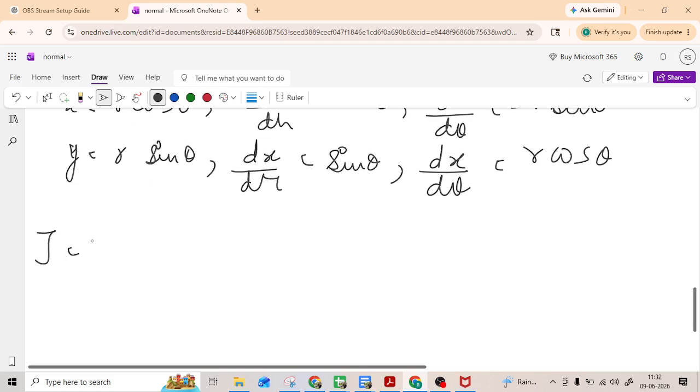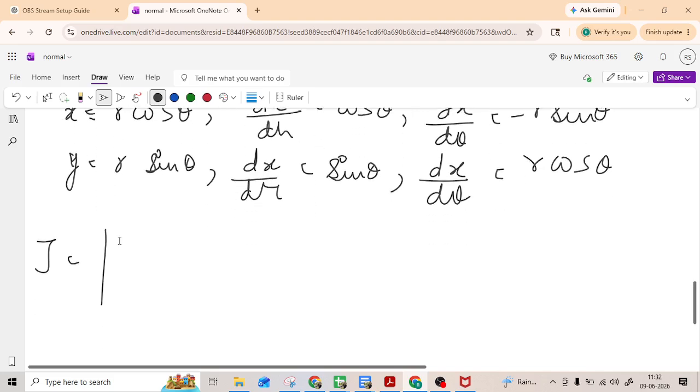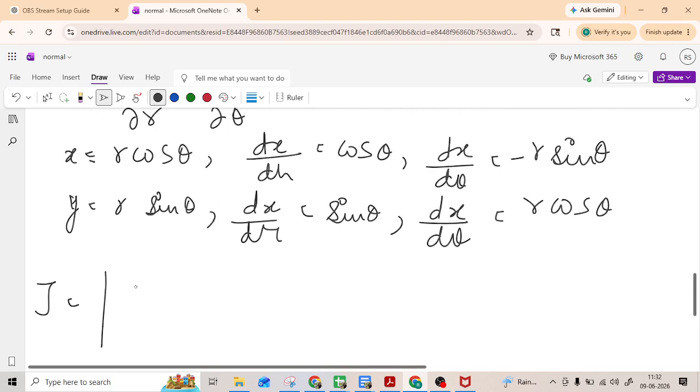So I said Jacobian is nothing but dx by dr. So dx by dr is what? Cos theta, and then dx by d theta is nothing but minus r sin theta, and then dy by dr is nothing but sin theta, and then dy by d theta, I should have written it, dy by d theta is r cos theta.